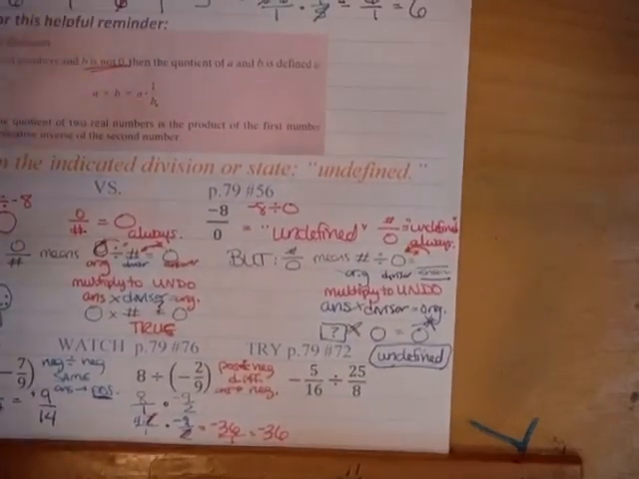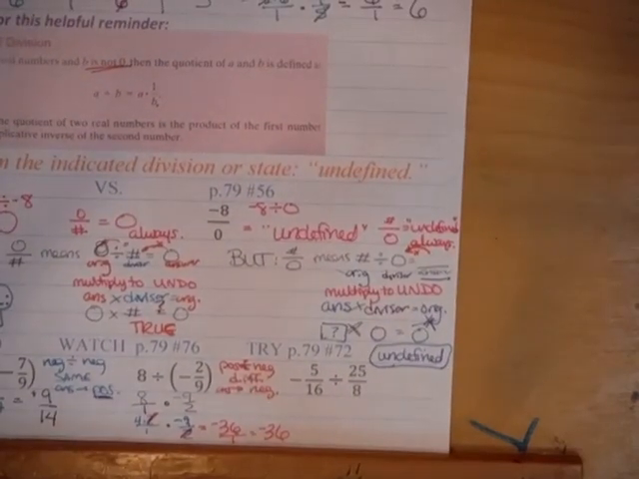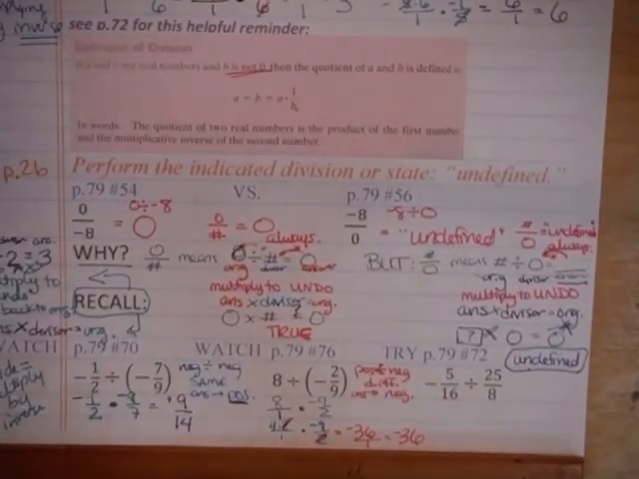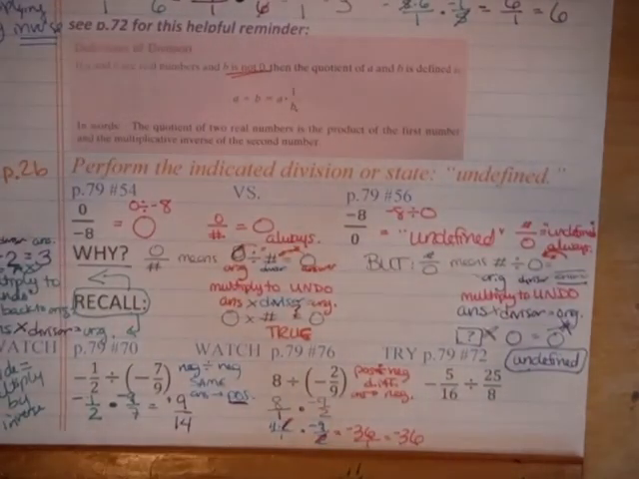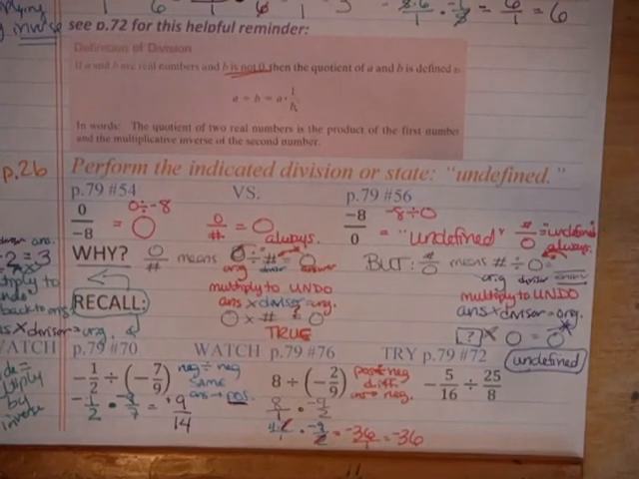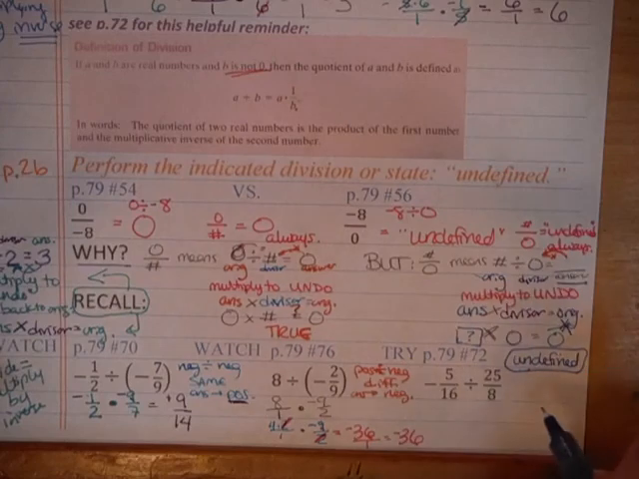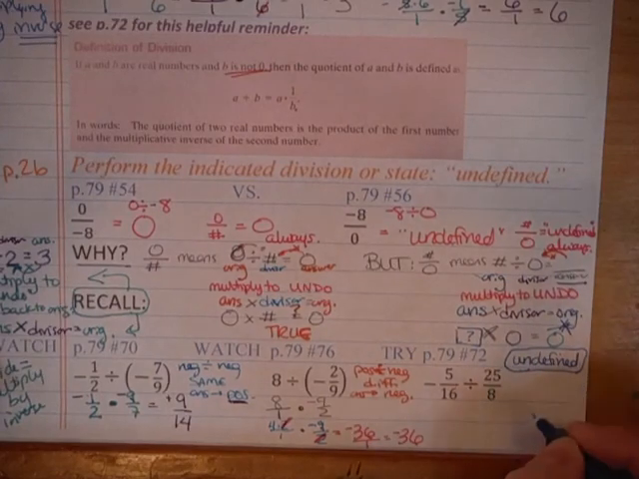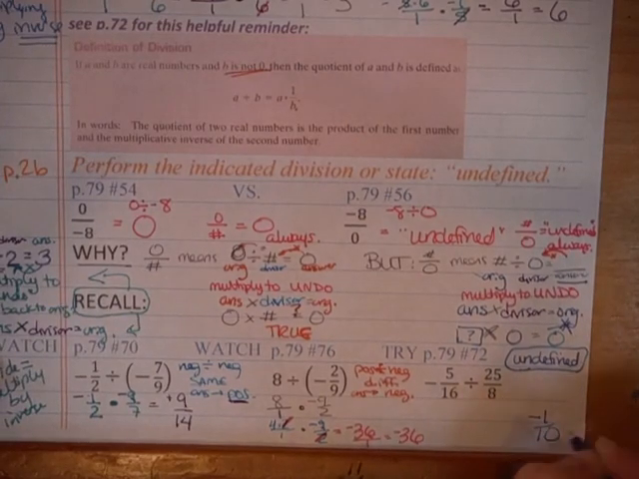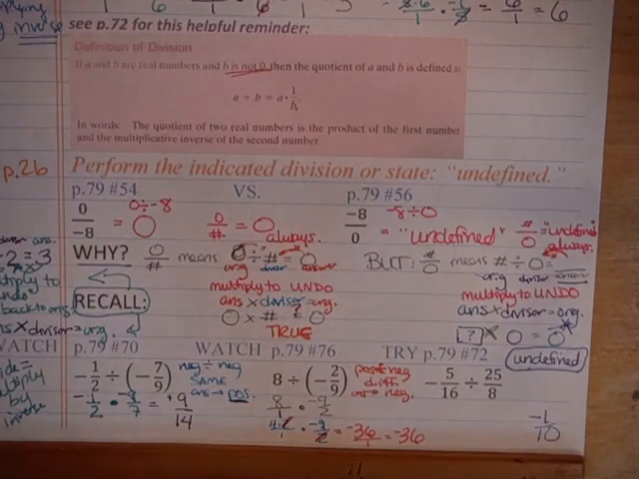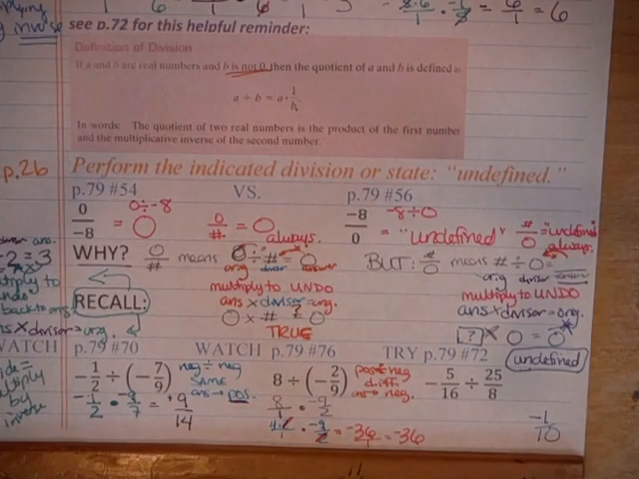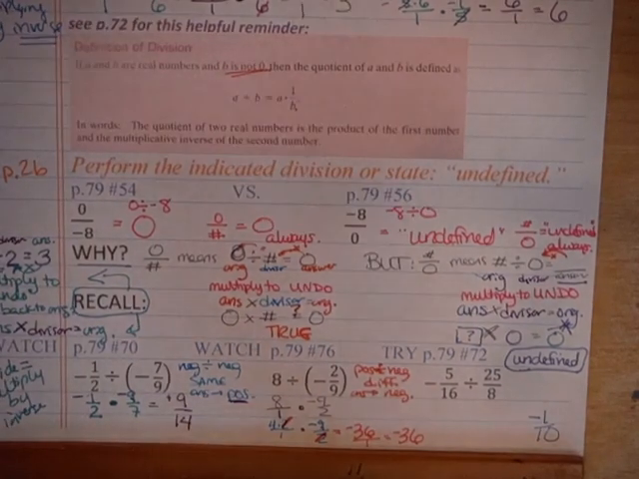Okay, time for you to try number 72, and I'll get that back centered on the screen for you. Hit pause, and then we'll reveal the answer. Alright, when you do this division, you should end up with a negative 1/10, and we'll cover those tries step by step in class together. And on to page 3.